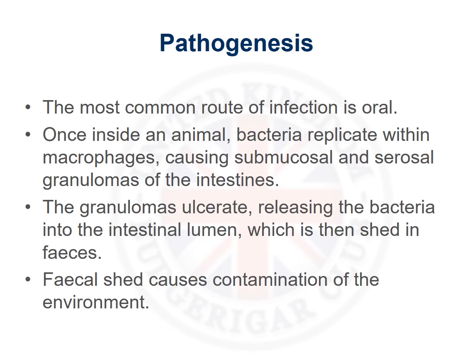The most common route of infection is oral. Once they get infected with the agent, they replicate within macrophages, and they cause basically intestinal disease in the budgerigars primarily here. These then ulcerate, release more bacteria into the lumen, which is then shed in the feces, and the cycle continues. And obviously, shedding it in the feces causes contamination of the environment, and because birds eat poo, the bird picks up the TB.